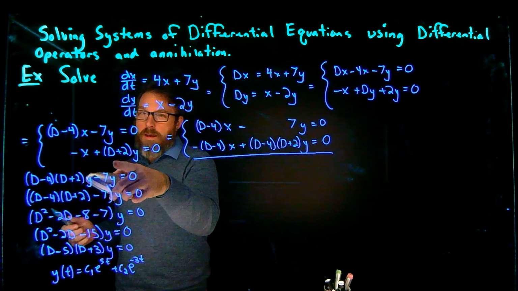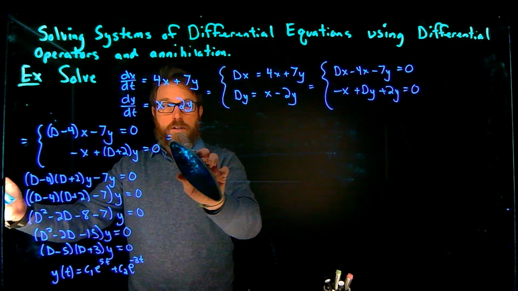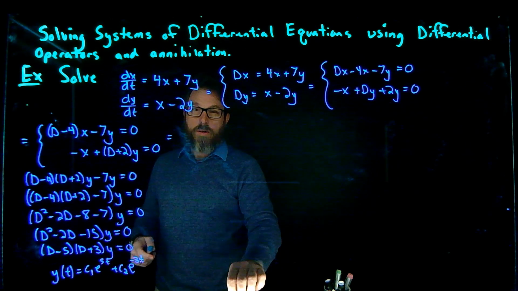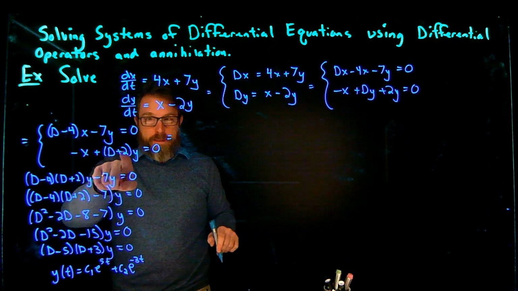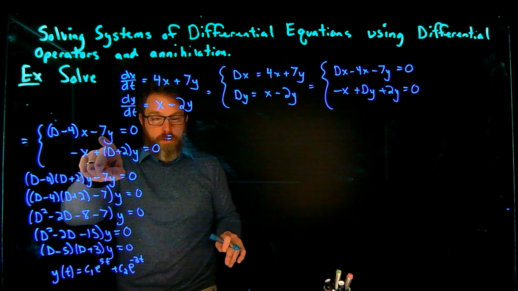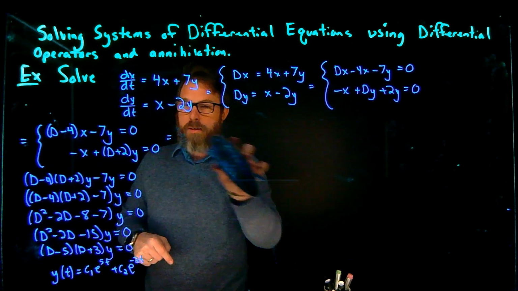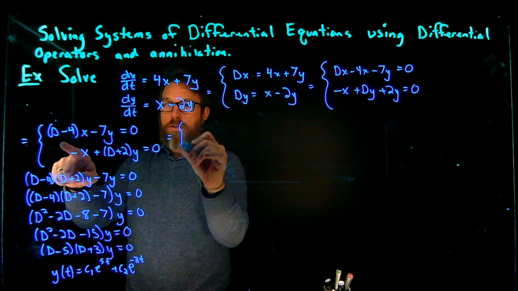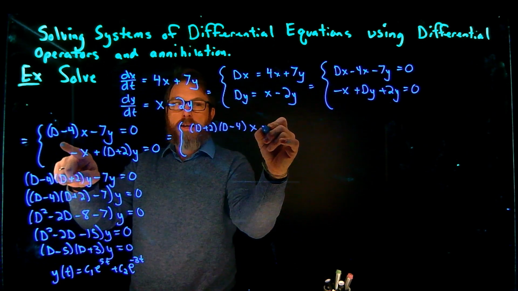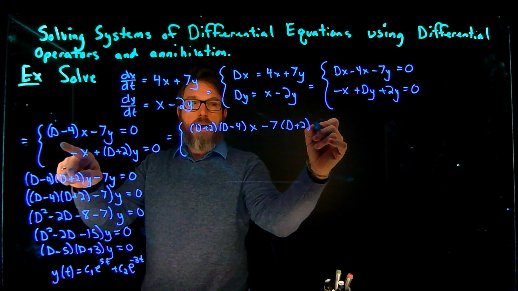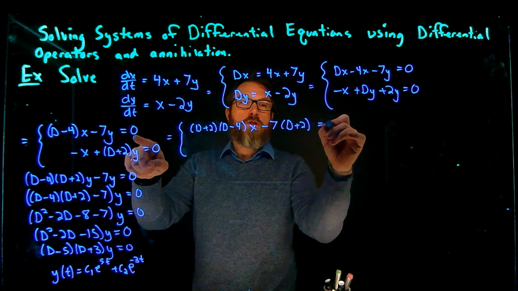Now I need to do the same thing for this, except instead of annihilating the x's, we need to annihilate the y's. So we have to ask, what do we have to operate with in order to get rid of these y's? In order to do that, this needs a 7, and this needs a d plus 2. So that's what we're going to do. I'm going to do a d plus 2 on this one. So this is going to be d plus 2, d minus 4 acting on x, minus 7 d plus 2 y. And of course, we explained that d plus 2 acting on 0 is the derivative of 0 and also 2 times 0, so this is going to be equal to 0.